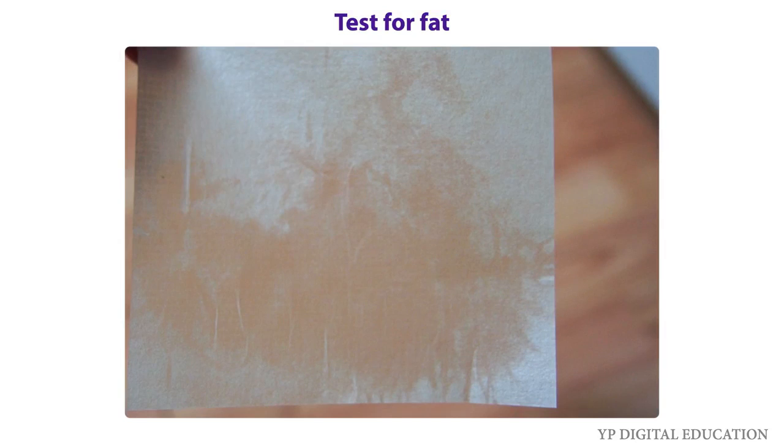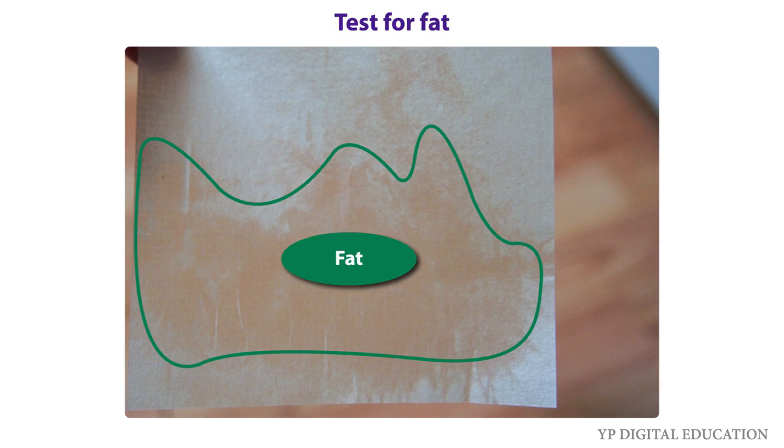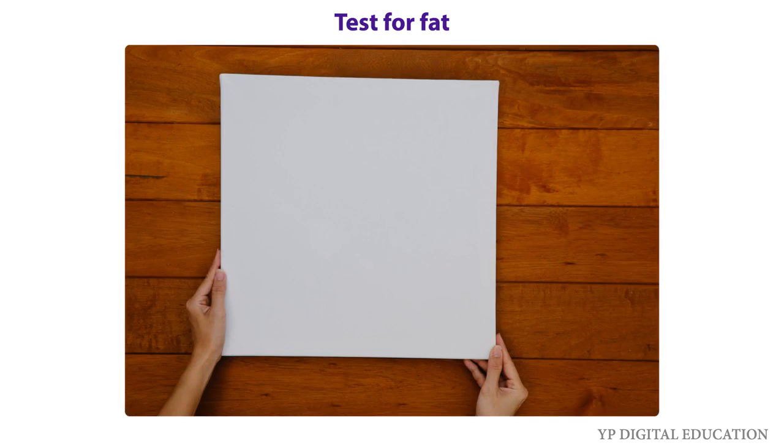Does it have an oily patch? Hold the paper against light. Are you able to see the light faintly through this patch? Yes. An oily patch on paper shows that the food item contains fat. If no oily patch shows up after this, the food item does not contain any fat.